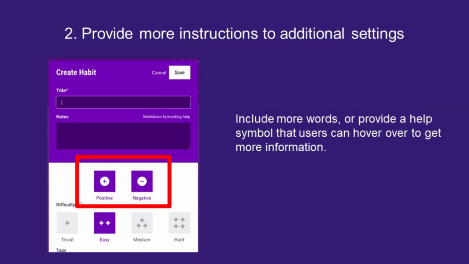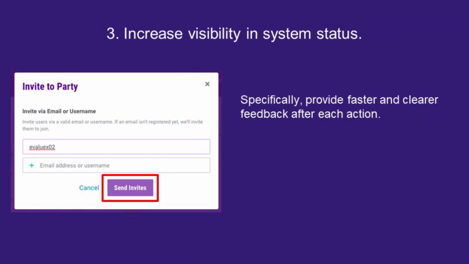Provide more instructions to additional settings when creating a new task. For example, the interface could be explained that the plus-minus button in habits is meant to log positive and negative achievements of this habit, include more words, or provide a help symbol that users can hover over to get more information.